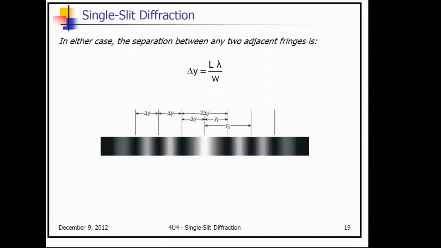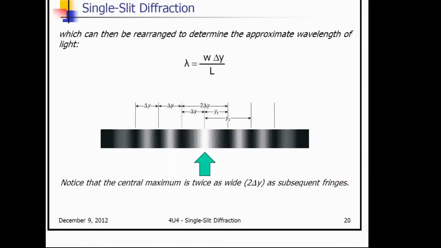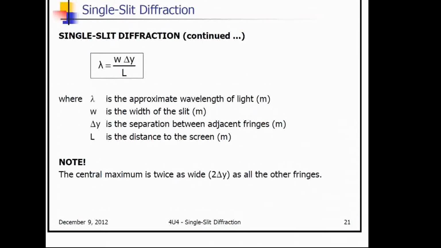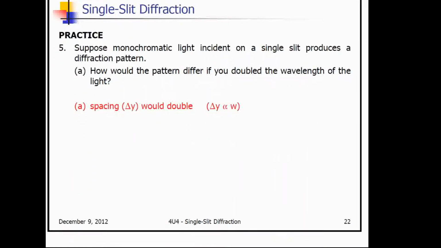So in either case, the separation between any two adjacent fringes, the delta y, is L lambda over W. Now we have our maximum, which is 2 delta y large. So that's something to consider for this, and we notice that here. Remember, the central maximum is always 2 delta y. So you can copy this down, as well as the note that the central maximum is 2 delta y. And we'll get into some questions here.